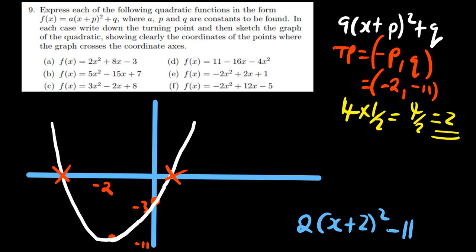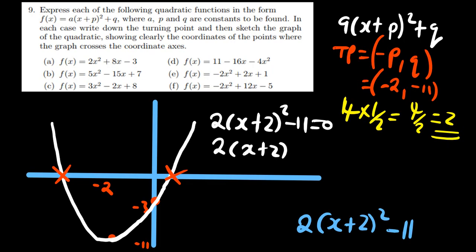So I'm going to get the same equation that I just simplified. So I'm going to have 2 times x plus 2, squared, minus 11 is equal to 0, because you know what, on the x-axis y is equal to 0. Then you solve for x. So what I'm going to do is I'm going to say 2 times x plus 2, this is squared, is equal to, I'm going to take the -11 to the other side, and it will become positive. Then I'm going to divide by 2 on both sides.